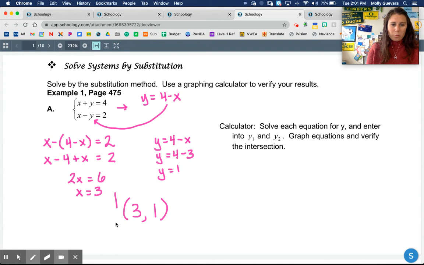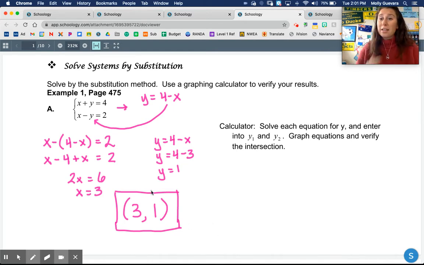It's not a word problem, so my answer is going to be written as a point, as a coordinate point. And this tells me this is the point where these two straight lines cross. So if I were to graph the lines, they would cross here at 3, 1.